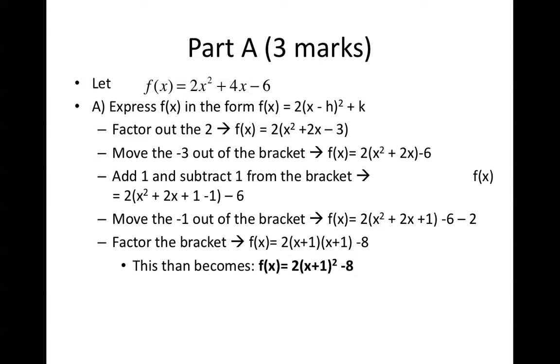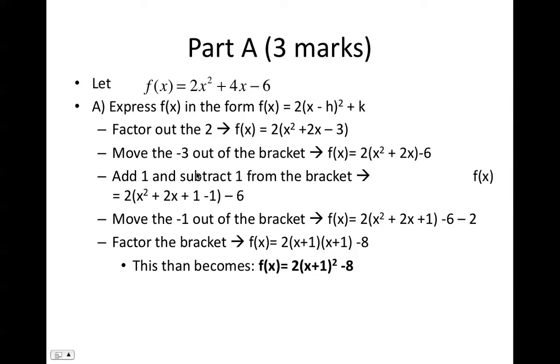So our first step would be to factor out the 2, as it's common to the 2x squared, the 4x, and the minus 6. So we get f of x equals 2 bracket x squared plus 2x minus 3. Our next step is to move the negative 3 out of the bracket, because we're completing the square, so it becomes 2 times x squared plus 2x, minus 6. It becomes minus 6 because you're moving the 3 out of the bracket, so you have to times it by 2 to get its original form.